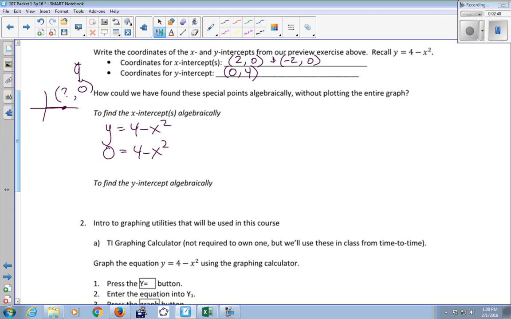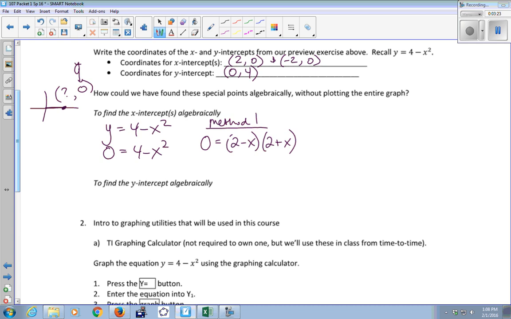So to solve this, I have a couple of different options. I could factor that, or I could get the x squared by itself and square root both sides. Let's do both ways. Method 1. 0 equals 4 minus x squared. How does that factor? It's the difference of two squares: (2 minus x) times (2 plus x). Difference of perfect squares. Yep.